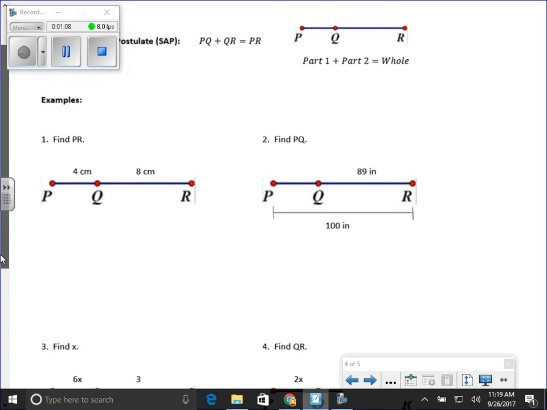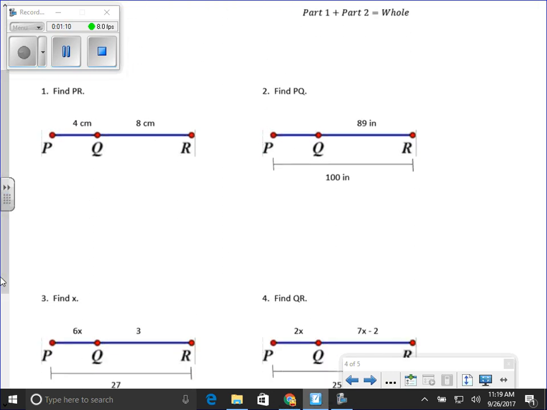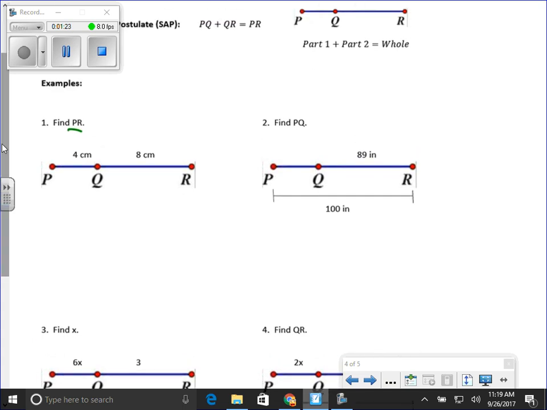All right, so in example 1, I need to find PR. I need to figure out how long PR is. So is PR a part or a whole? It's the whole thing. So I need to figure out how big the whole thing is. But what I learned from up here is that PQ plus QR is equal to PR, right? The first part plus the second part equals the whole thing. Y'all with me so far?